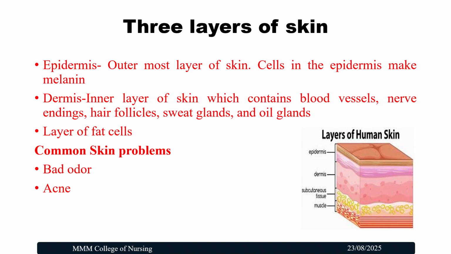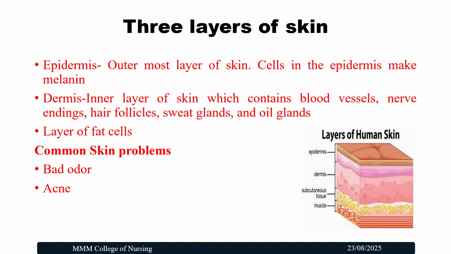Let's see the three layers of the skin. Epidermis. Epidermis is the outermost layer of the skin. Cells in the epidermis make melanin. The dermis is the inner layer of the skin, which contains blood vessels, nerve endings, hair follicles, sweat glands and oil glands. And a layer of fat cells, which is called the hypodermis.